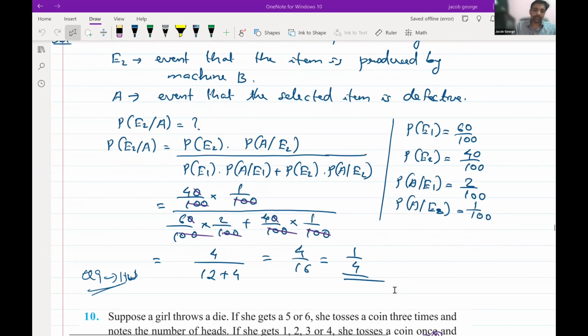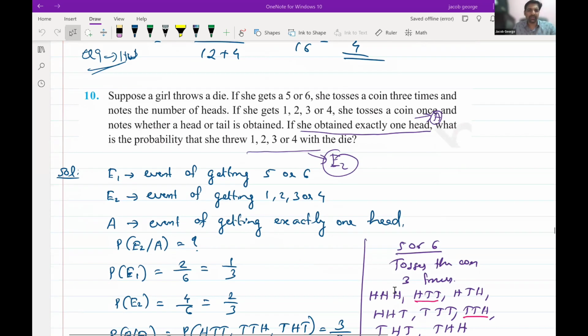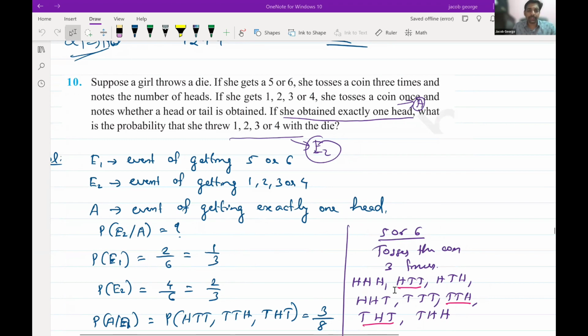Okay, question number 9, the same way you will try. Next is question number 10. This is also the same pattern, but another situation. Suppose a girl throws a die. If she gets 5 or 6, we are going to take that as E1. If she gets 5 or 6, she tosses a coin 3 times and notes the number of heads. If she gets 1, 2, 3 or 4, we will take that one as E2. She tosses a coin once and notes whether a head or tail is obtained.